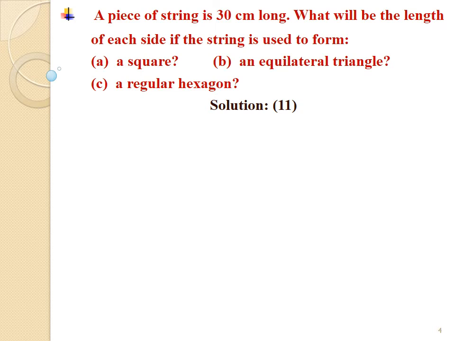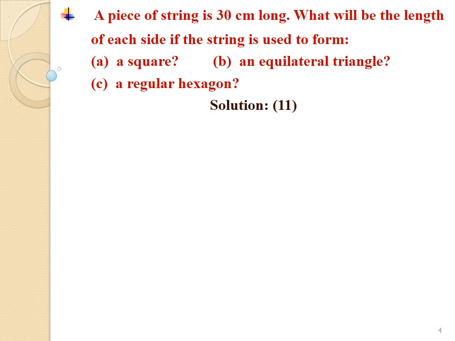Students, we know that the side of a square, when the perimeter is given, is perimeter divided by 4. Similarly, the side of an equilateral triangle is perimeter divided by 3. And the side of a regular hexagon is perimeter divided by 6. So now let us solve sum number 11 and find out the side of each given shape.